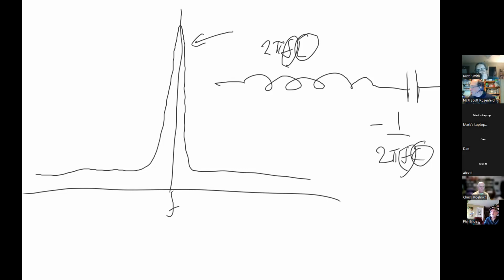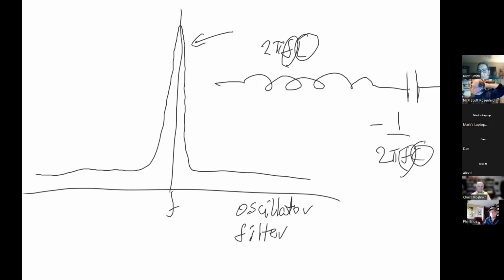This is used for something called an oscillator. This is also used for something called a filter. We use these every single day. This is in your microwave oven. There are dozens of them in your cell phone. There are dozens of them in your computer.